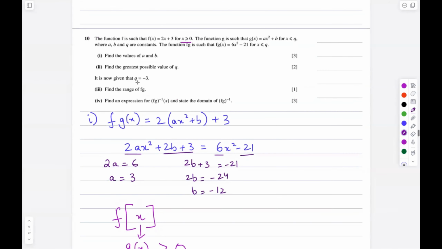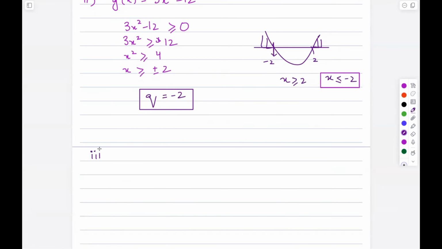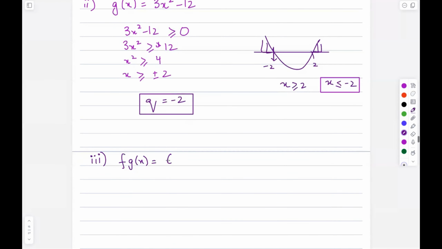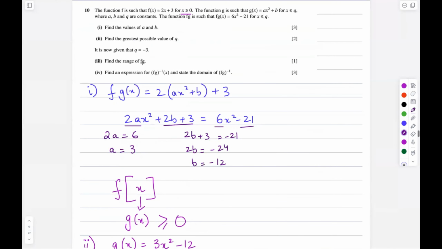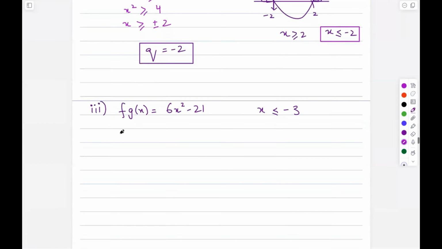It is now given that q is equal to minus 3, we have to find the range of fg. So in part 3, we know that fg of x is equal to 6x squared minus 21, and x is less than or equal to the value of q, which is given as minus 3. So we can substitute x equals minus 3 into this equation. So fg of minus 3, substituting minus 3 over here, we'll get minus 3 squared is 9. So 6 times 9 is 54. 54 minus 21 is 33.